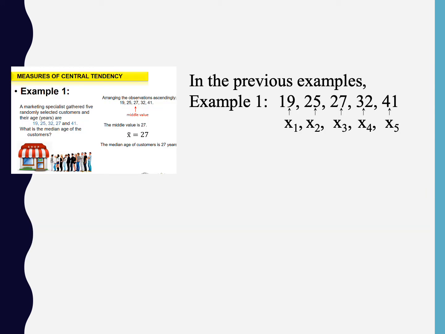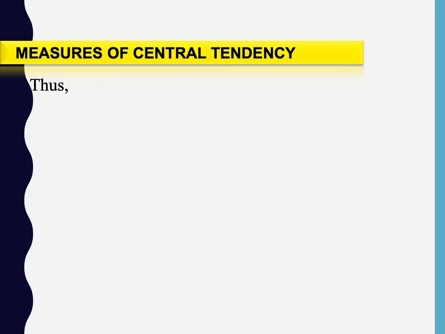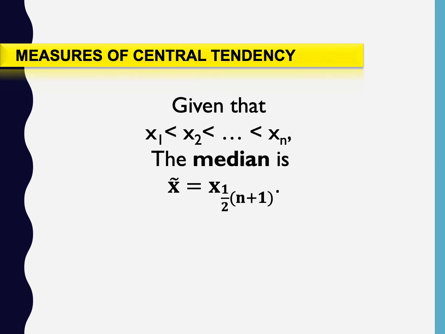So again, for an odd number of observations, it's easier to select which is the median, whereas if it's an even number of observations, you have to get the average between the two middle values. So thus, this is the formula to get the median of a large number of observations. So that is x sub 1/2 times n plus 1.